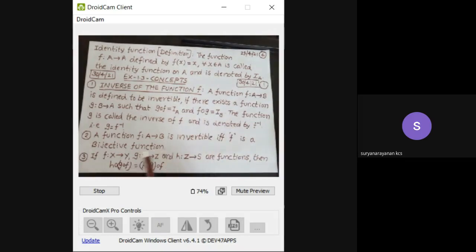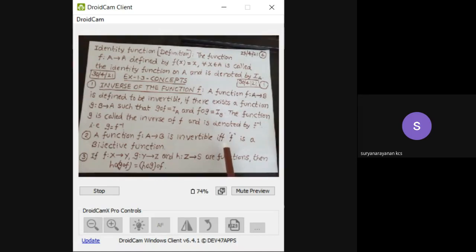See the second point that I mentioned here clearly. A function f, a mapping from A to B, is invertible if and only if... Do you know how to read this symbol? Yes, sir. IFF. It is read as "if and only if."